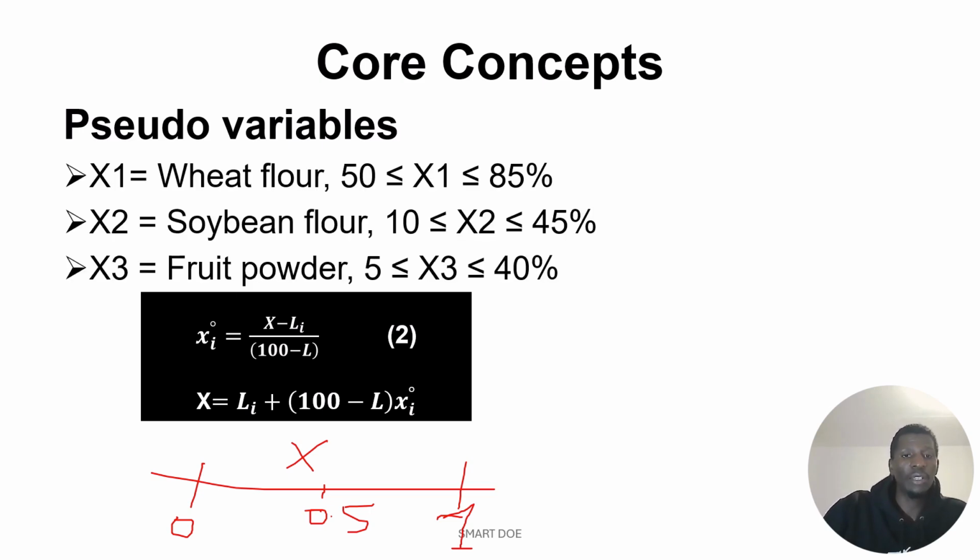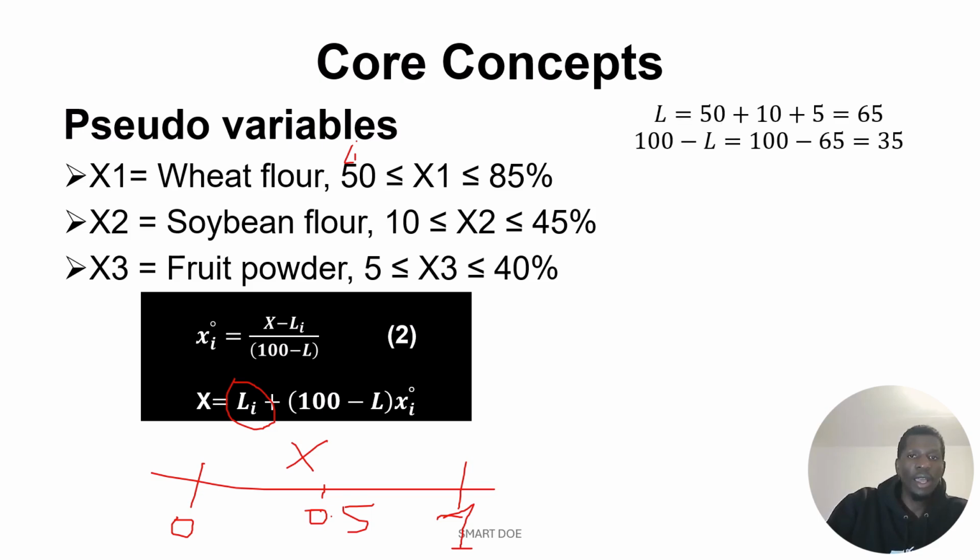So with that said, let's consider this student who wants to formulate a diet from 3 raw materials, and the student has predetermined the ranges or the limit of substitution of those raw ingredients. The ingredients: wheat flour, soybean flour, and fruit powder have these ranges. So if we consider this equation to convert real values to coded or to pseudo values, you will see that we need to evaluate for L of i. L of i here is simply the lower limit of component X of i. If X of i is equal to wheat flour, then L of i equals 50, 10 for soybeans, and 5 for fruit powder.